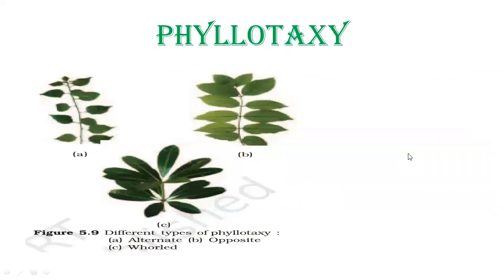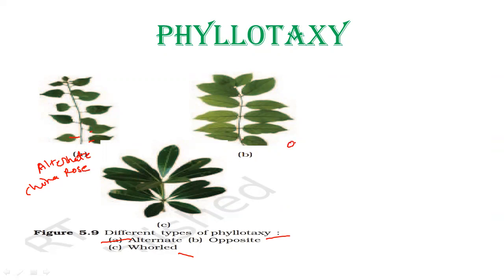Next is phyllotaxy. Phyllotaxy is the arrangement of leaves upon a stem. It is also of three types: alternate, opposite, and whorled. First, we talk about alternate. In alternate, leaves grow alternately on both sides, right, left. An example is China rose and mustard also.